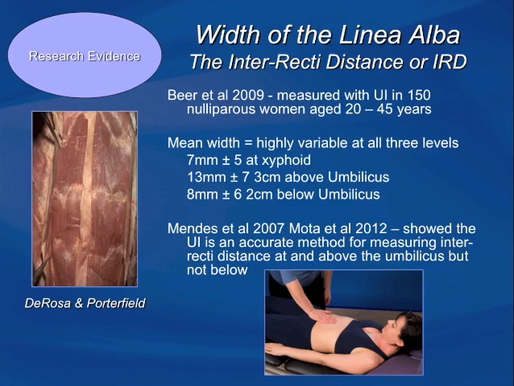Okay, so that gives you a bit of an idea as to what the means are. But we found in our study, when we looked at it, we found people that were wider than this, and we found people that were narrower than this. And that's the problem with average numbers, isn't it?